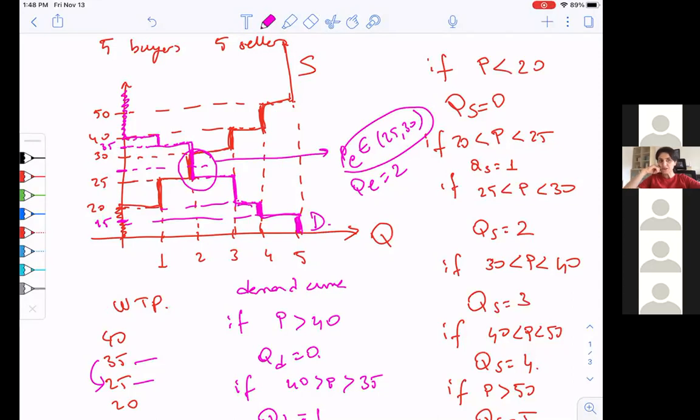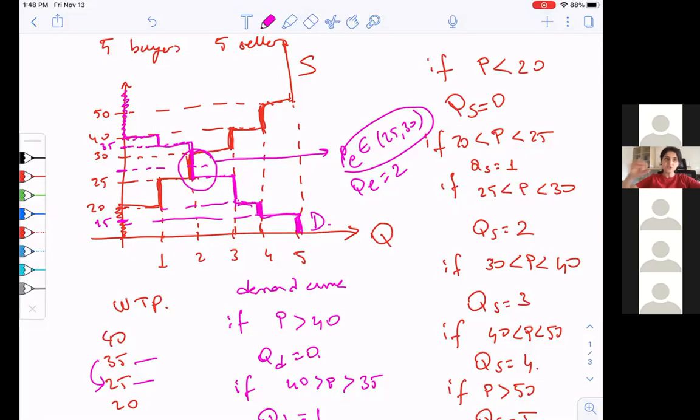If price is between 20 and 25, only the seller with the lowest cost is willing to supply, so quantity supplied will be 1. If price is between 25 and 30, then 2 sellers are willing to supply, so quantity supplied will be 2. We are going like this, and then we obtain this red stepwise function.